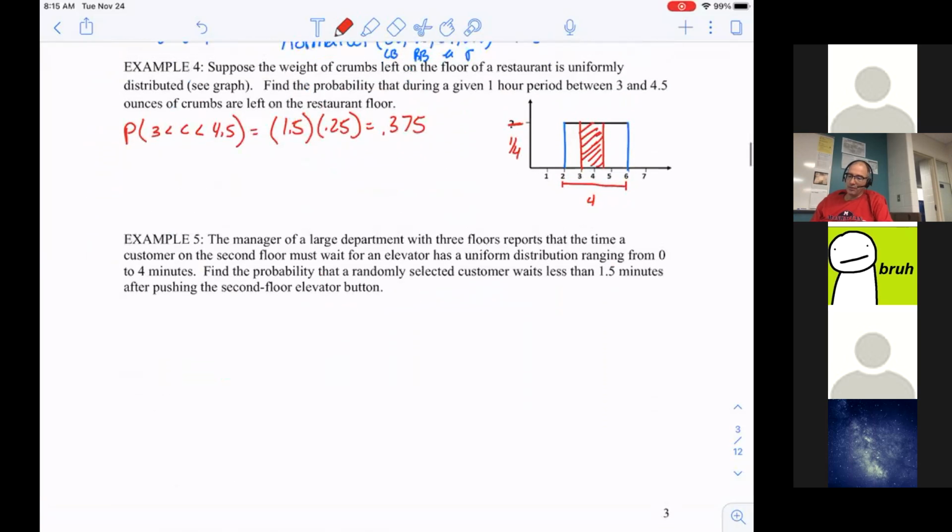The manager of a large department store with 3 floors reports that the time a customer on the second floor must wait for an elevator has a uniform distribution ranging from 0 to 4 minutes. Find the probability a randomly selected customer waits less than 1.5 minutes after pushing the button for the second floor elevator. Unfortunately, this is the same exact problem as the one above it. I was wondering why I had that scratched out in my notes. So we're going to change this problem, since otherwise it's the same exact calculation. We're going to change this to a 2.